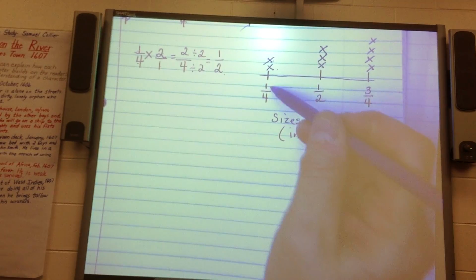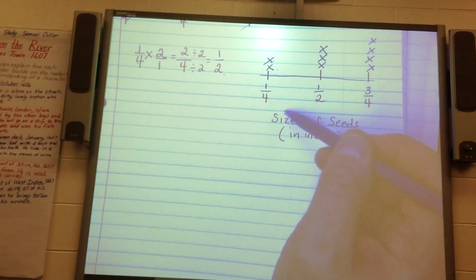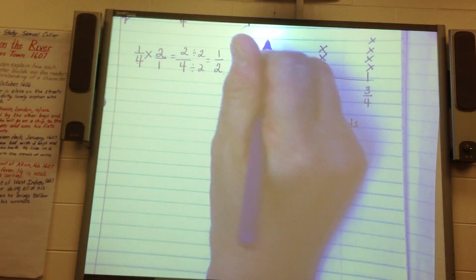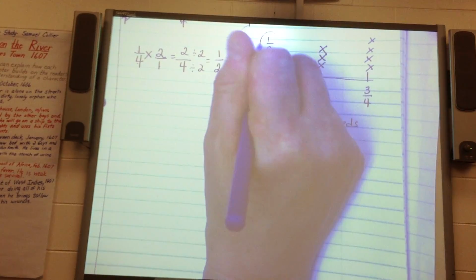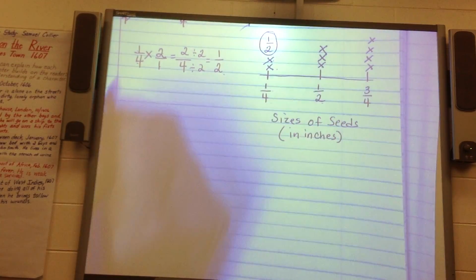So when I would lay these two 1/4 inch seeds side by side, the total length of those 2 seeds together would be 1/2 inch. So I'm going to write that above in a circle so I know that that is the total length of those 2 seeds put together. Now I'm going to do the same thing for the 1/2 inch seeds.